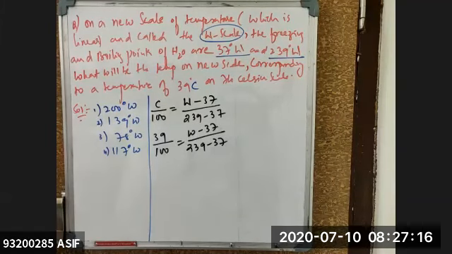A new scale of temperature which is linear, the W scale. The freezing and boiling points of water are 37 W and 239 W. What will be the temperature on the new scale corresponding to a temperature of 39 degrees centigrade on the Celsius scale? Yeah, I did it correctly. How much are you getting?